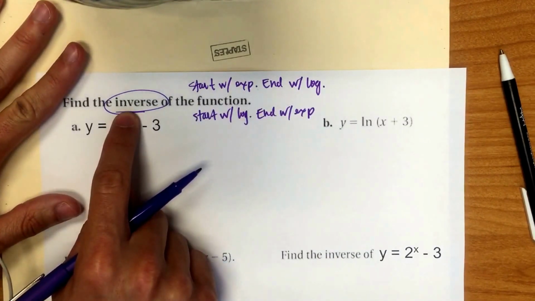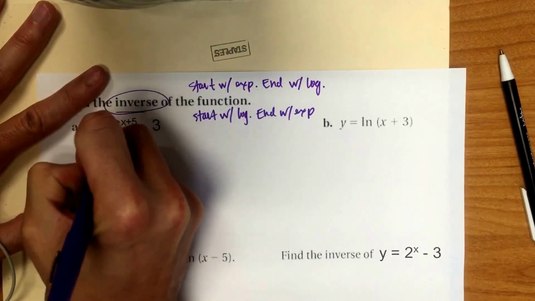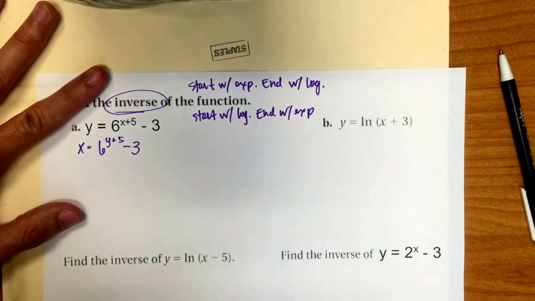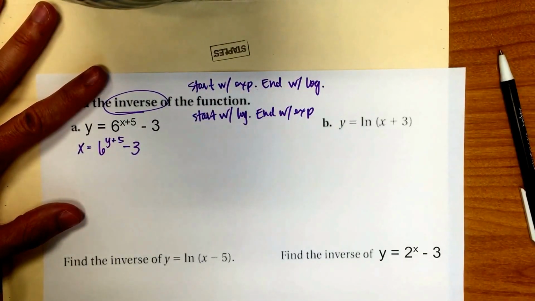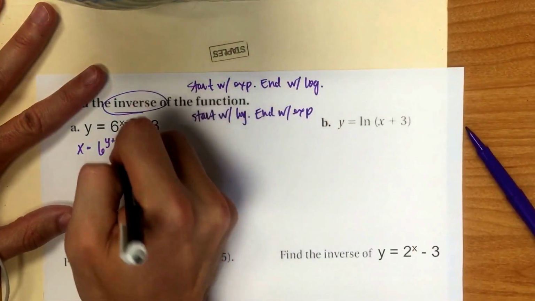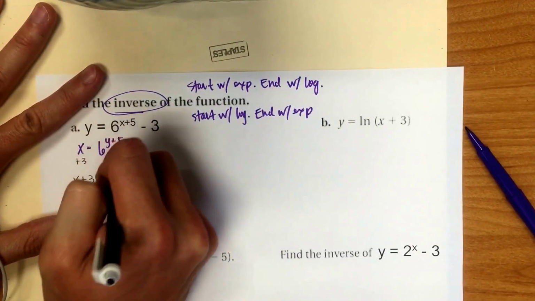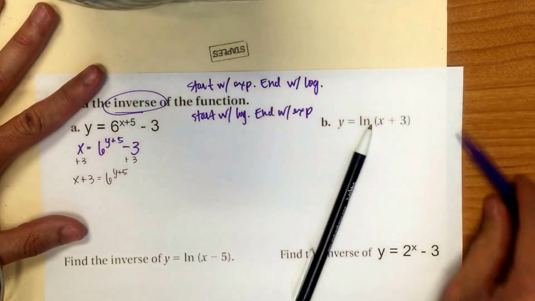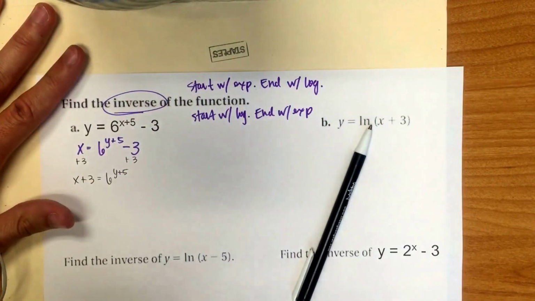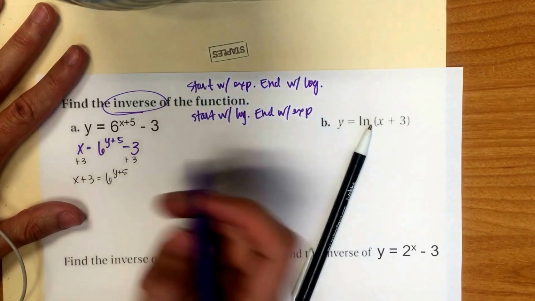So anytime I find the inverse, remember, main objective with this, switch x and y. So that's the first step. What you want to do is solve the equation for y. So the first thing I'm going to do here is add 3 to both sides. So I get x plus 3 equals 6 to the y plus 5. Now your goal to solve for y is to get that y isolated by itself. Well, it's impossible to do right now because the y is in the power.